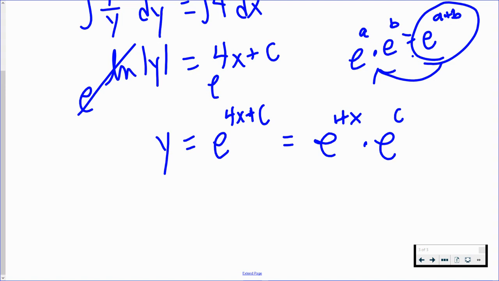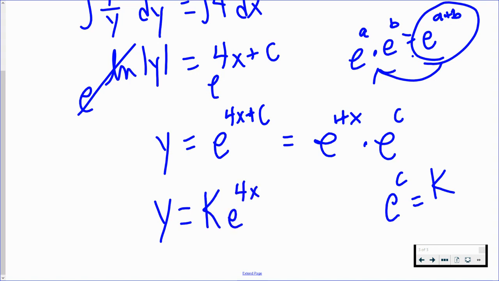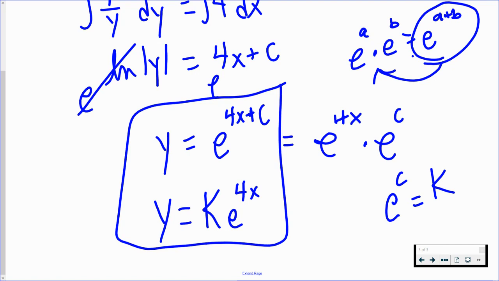So if we use that, now e to the c is just a constant, isn't it? e to the c is just a number. What if we call e to the c a k value? Then we could rewrite this as e to the 4x times e to the c. If we say e to the c is k, then that would be k e to the 4x. The only reason I mention that is so you understand where that solution could come from. We could have either of these in a multiple choice situation. So just keep that in mind.